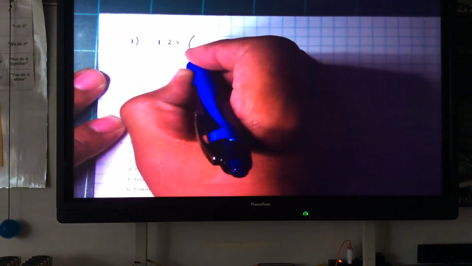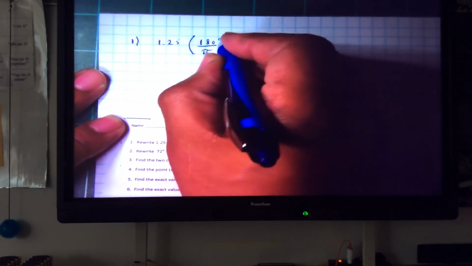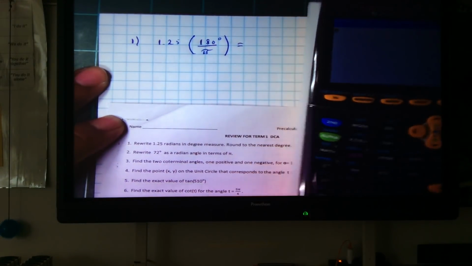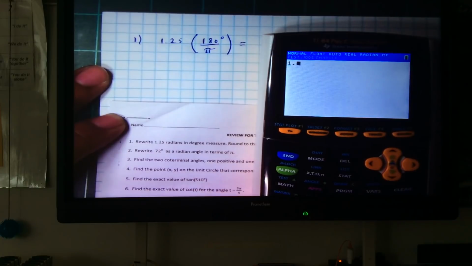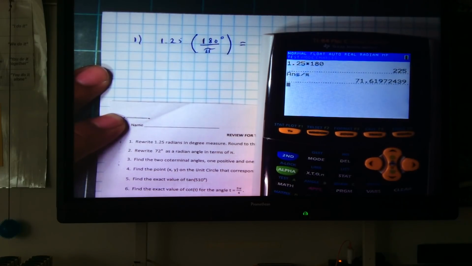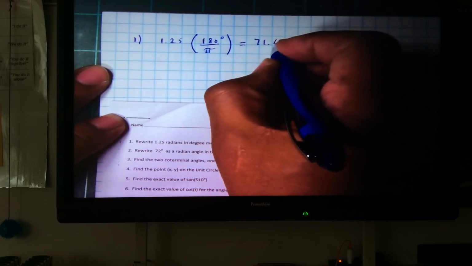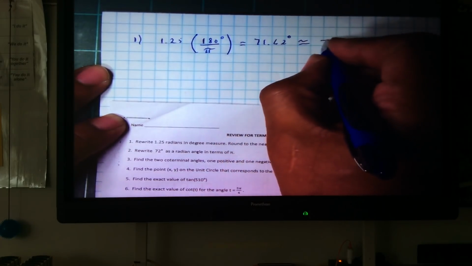I'm going to take 1.25 radians. I'm going to degrees, so my conversion is 180 degrees divided by pi, and I'm going to round to the nearest degree. So I'm going to take my calculator. It doesn't matter whether I'm in radians or degrees on this because I'm in the computational screen. So I'm going to take 1.25 times 180 divided by pi, and I get 71.62. But it says round to the nearest degree, so this becomes 72 degrees.